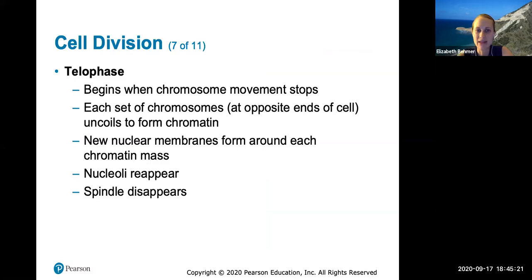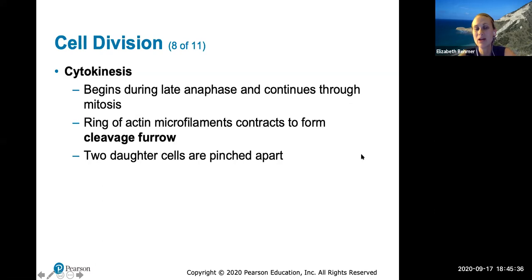And telophase begins when the chromosome movement stops. So a new nuclear membrane will start to form around each chromatin mass. At this point, the chromosomes will start to uncoil and go back to chromatin. The spindle will disappear. And in cytokinesis, this is when the two daughter cells will be completely pinched apart.